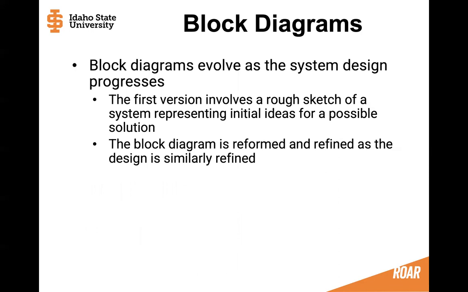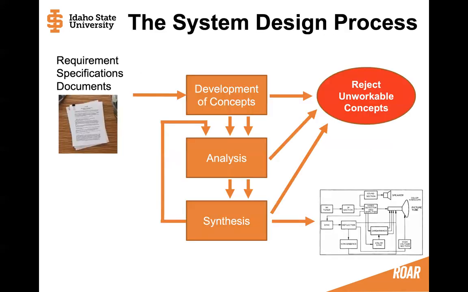So the block diagram too, it may evolve as your system design progresses, and this is perfectly normal. The first version, which is the one you would do first, is going to be more of a rough sketch with initial ideas. But by the time you finish this project, it should be very thorough. You should be able to have every block totally specified. So as you go along, you will want to continue to refine this block diagram.